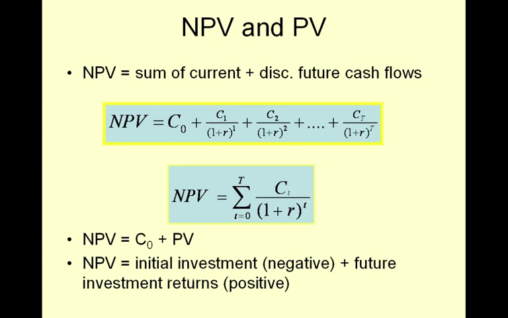NPV can also be thought of as the initial investment, which is negative, plus future investment returns, which are typically positive. In capital expenditure or investment decision making, we're looking for business opportunities that have positive NPVs, or where present value is bigger than the initial cash outlay.